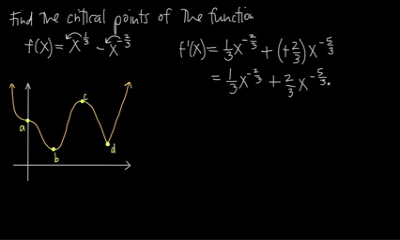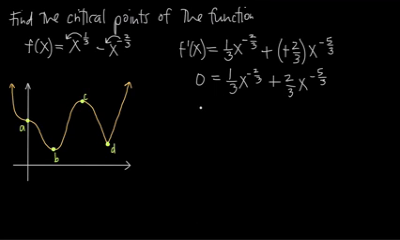Now, once you have the derivative function, your next step is always going to be to look for values of x that are going to make the derivative function one of two things, either equal to 0 or undefined. So what we want to do is set the derivative function equal to 0, and then solve for any values of x that make this equation true, where the derivative is equal to 0 or where the derivative is undefined.